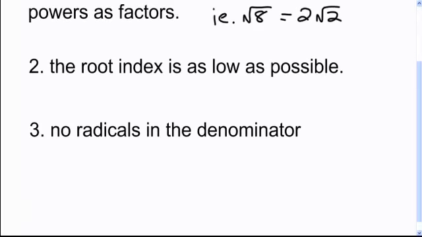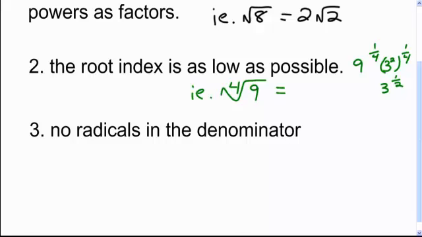The second one, the root index is as low as possible. Situation for that would be the 4th root of 9 is not simplified. The 4th root of 9, if you go back to our exponent properties, that's the same thing as 9 to the 1/4. And 9 is 3 squared to the 1/4, which is 3 to the 1/2. So the 4th root of 9 is actually the square root of 3. If you're breaking down your index, you are going to go and write it as an exponential.